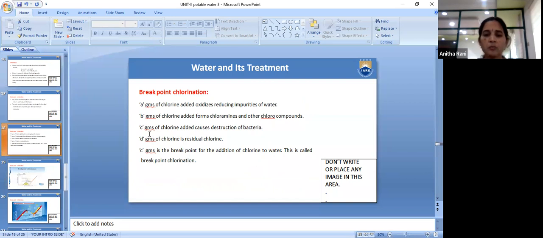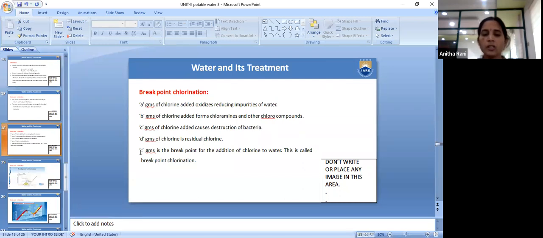Next, when we are adding, for example, 3 grams of chlorine, it causes destruction of bacteria. And when we are adding 4 grams of chlorine, that is known as residual chlorine.